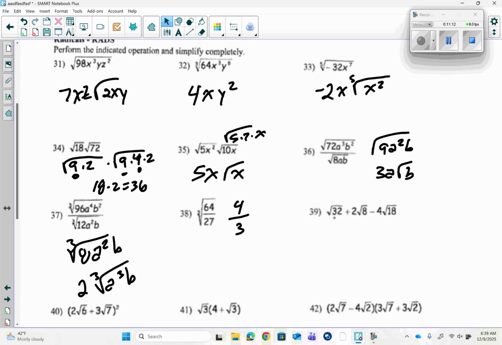This is going to break down to 16 times 2, which is going to give me 4 root 2. This is going to break down to 4 and 2. Square root of 4 is 2. Multiply the outside 2, so I'm going to get 4 root 2. Square root of 18 breaks down to 9 times 2, so square root of 9 is 3 times that 12. And so now we have all like terms, the same radical. So 4 plus 4 is 8. 8 minus 12 is negative 4 root 2.